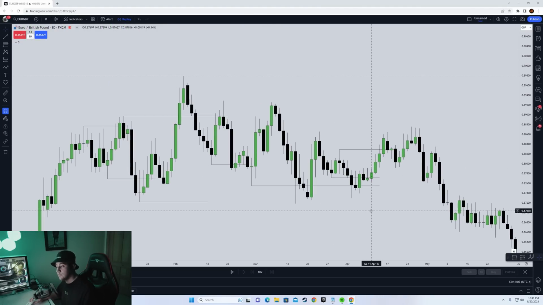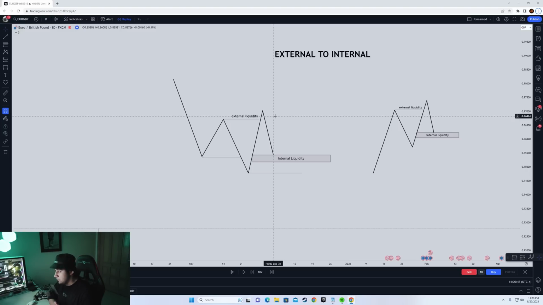All right, guys, so here is method number 2, and that one is external to internal liquidity. So what is external and internal liquidity? External liquidity is basically any high or low. So this low here is an external liquidity. This high over here is an external liquidity. This high over here is an external liquidity, and this low here is an external liquidity.